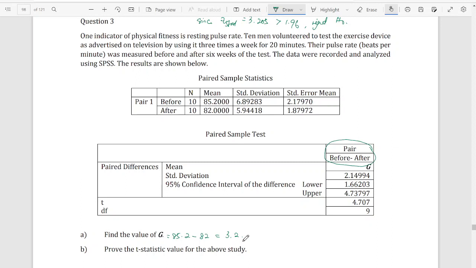Okay, dia bagi kat sini T statistic apa? Ada dekat T statistic dia 4.707 kan. So dia suruh prove this value is it correct or not. So macam mana kita nak prove? Kita kena tengok formula mana yang kita nak guna. So in this case you have 10 and 10. So kita tengok formula untuk cari nilai T. So nilai T diberi oleh apa?